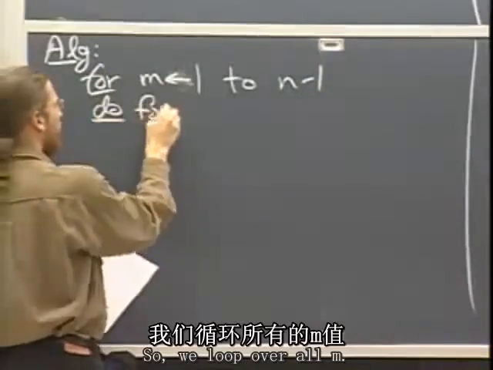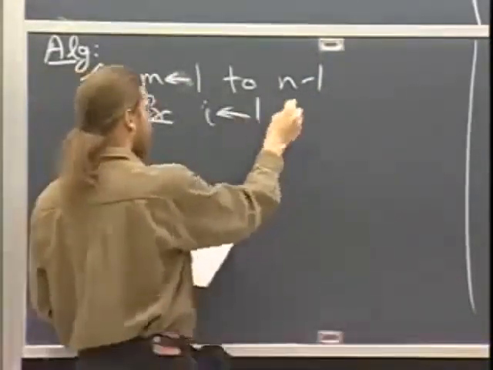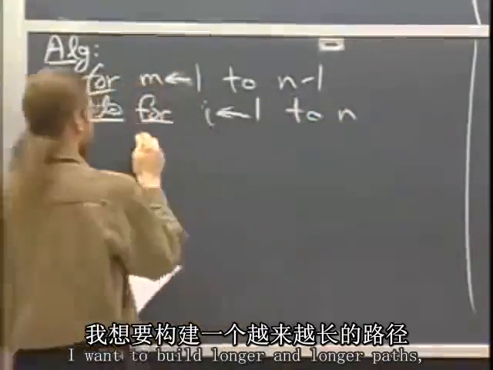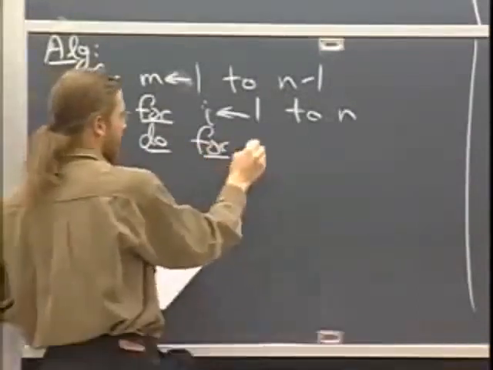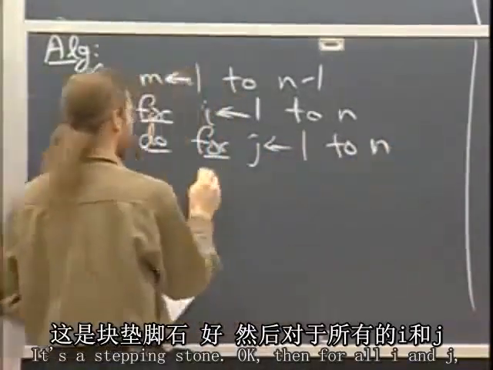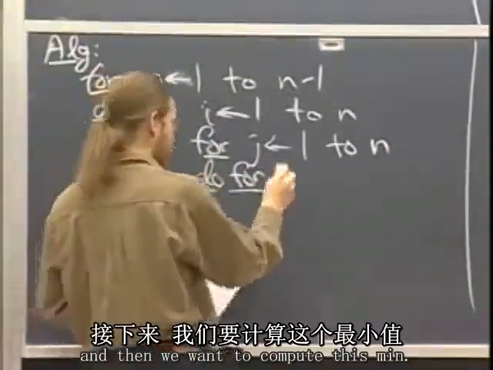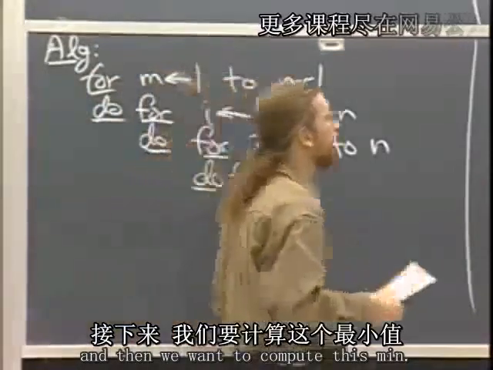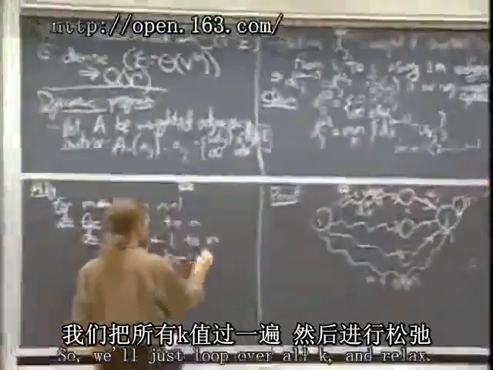So we loop over all m. That's sort of the outermost thing to do. Want to build longer and longer paths. And this vaguely corresponds to Bellman-Ford, although it's actually worse than Bellman-Ford. Hey, what the heck? It's a stepping stone. Okay, then for all i and j, and then we want to compute this min. So we'll just loop over all k.